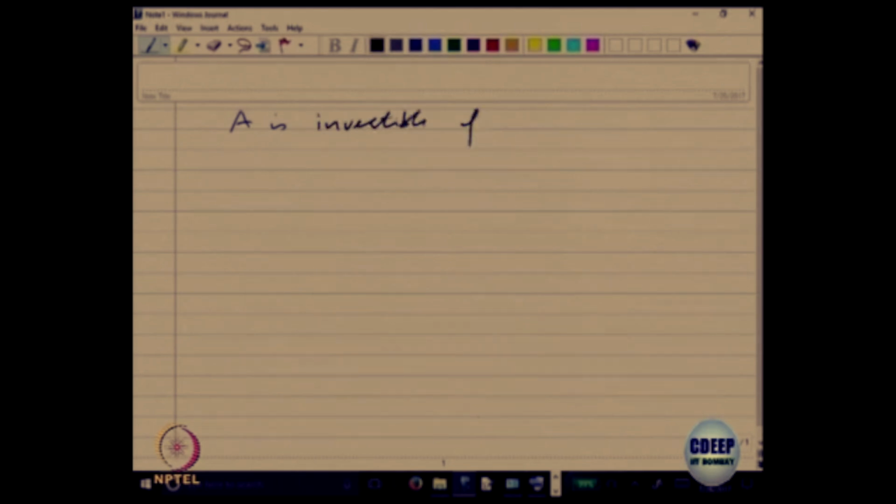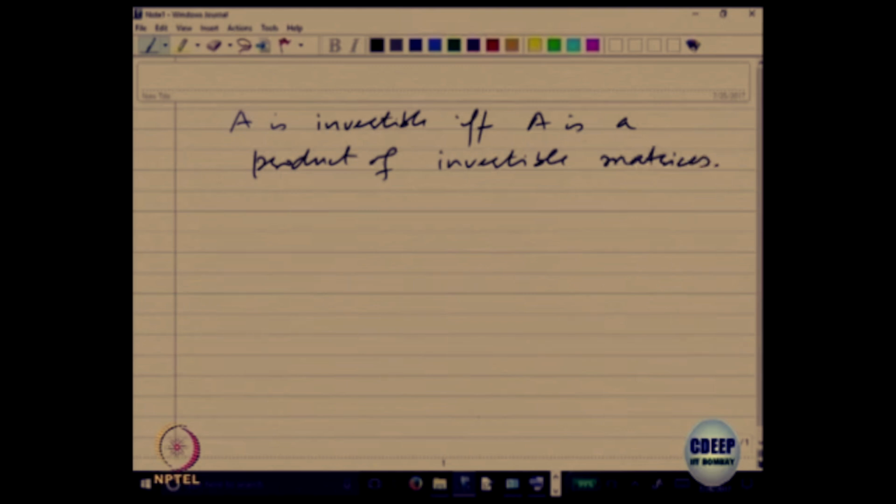So we proved that A is invertible if and only if A is a product of invertible matrices, right. So let us start with some matrix A, which is n cross n.